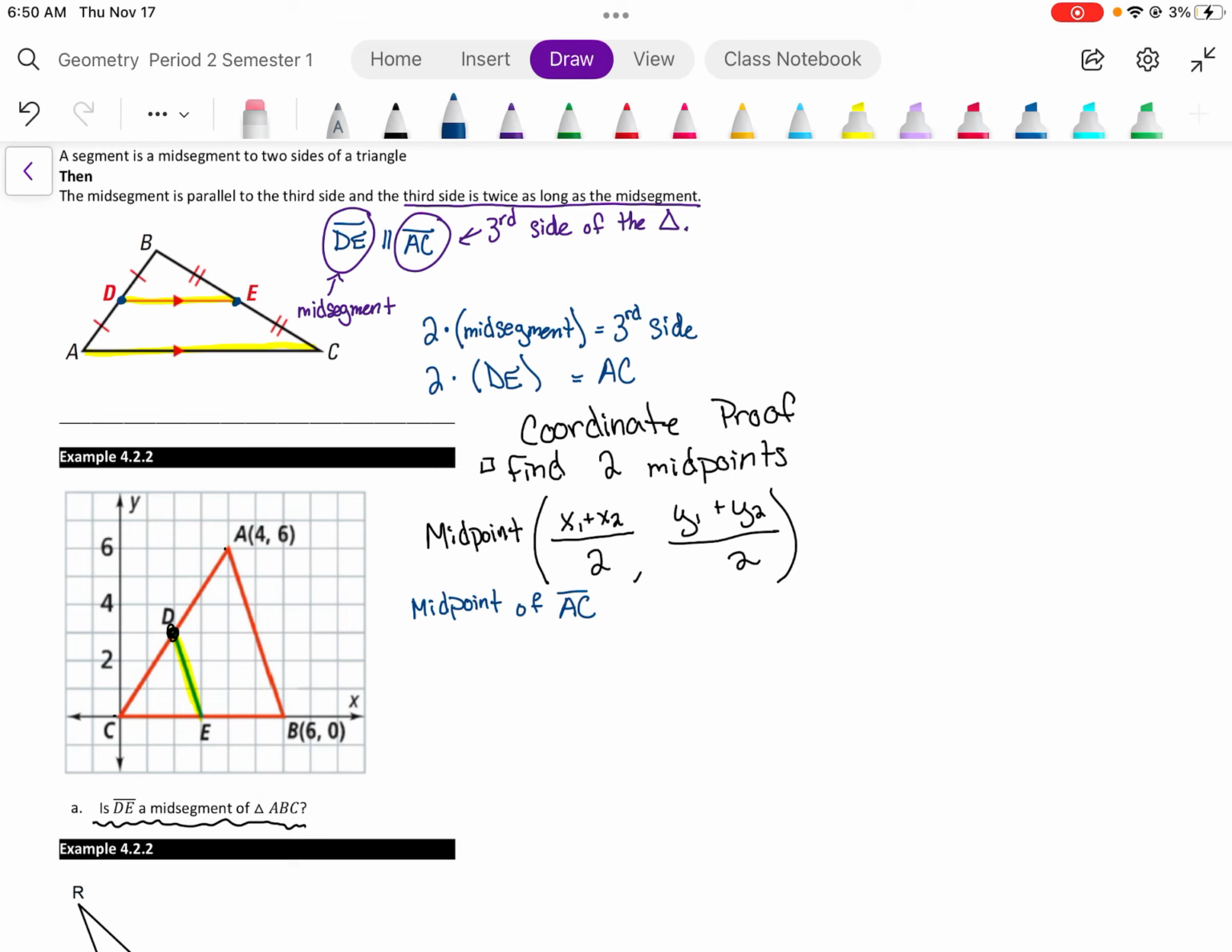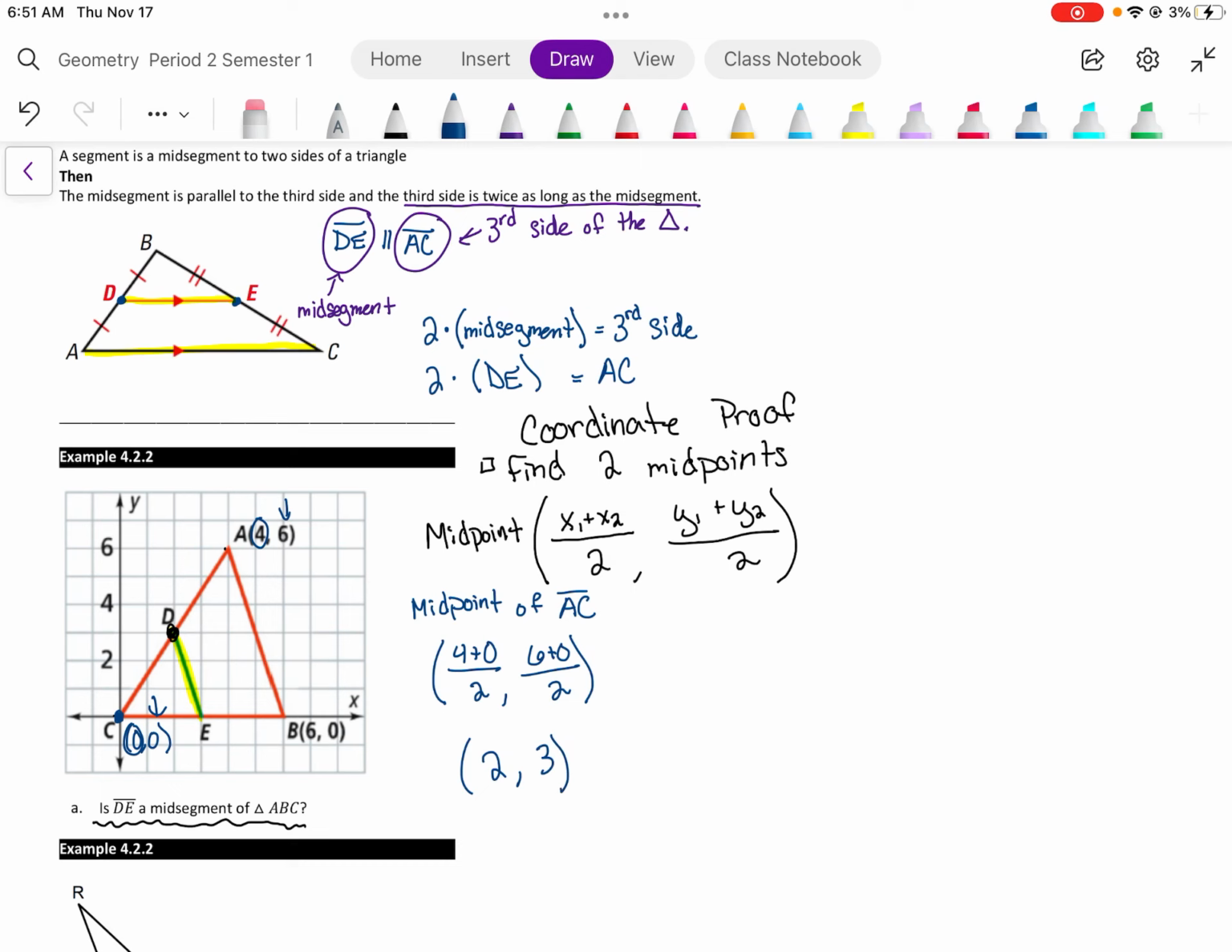They didn't give us the coordinate point for C, so we can just add that in here, but that is going to be 0, 0. So when we start, we're going to take our x coordinate points, 4 plus 0, and divide by 2. Then we'll take our y coordinate points, 6 plus 0, and divide by 2. And if we simplify that, we're going to end up with 2, 3 for our midpoint.